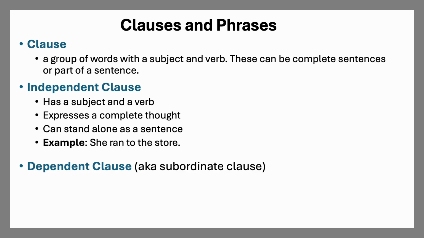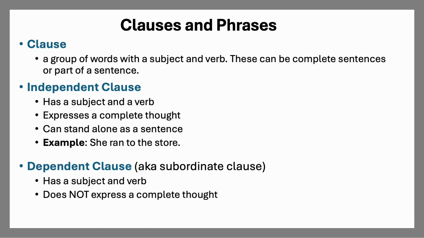Now an example, she ran to the store. It has a subject, it has a verb, it completes the thought, right? It can stand alone. Now we can get into more of our grammar here. To the store is the prepositional phrase. We won't get there just yet, but she ran. Complete sentence, independent clause.